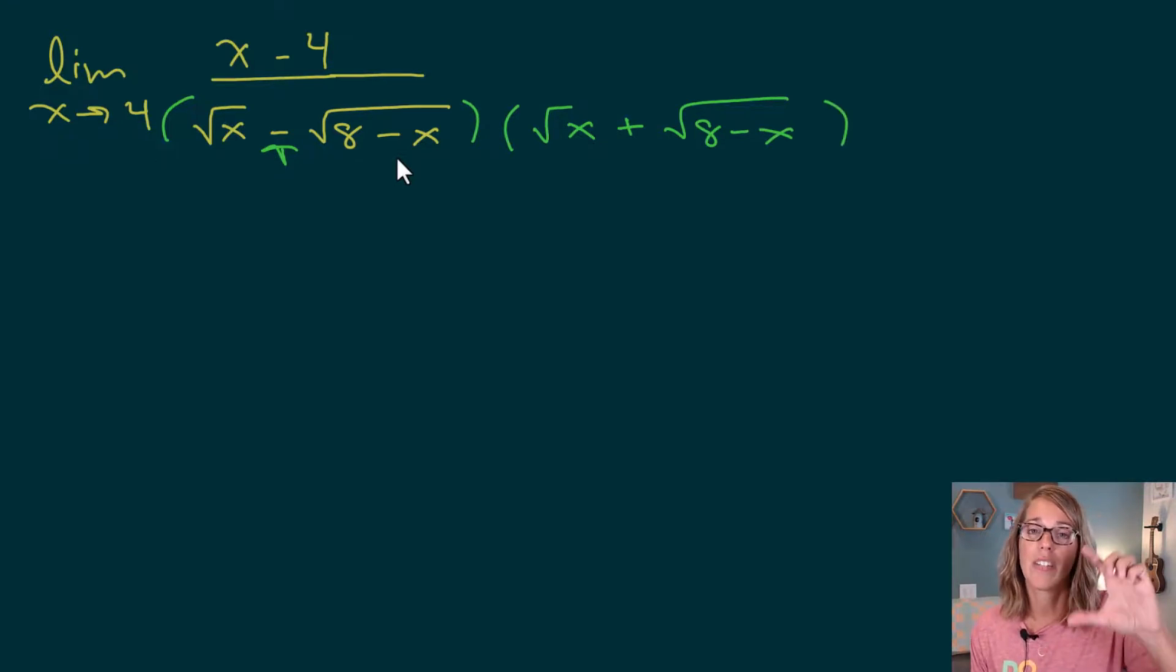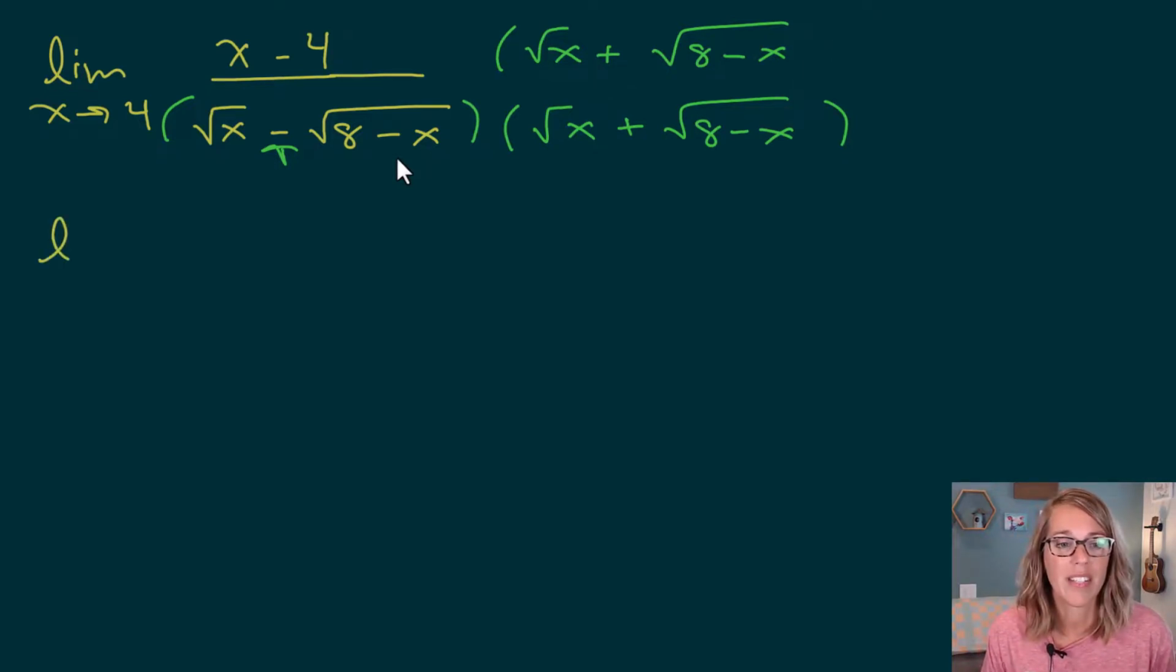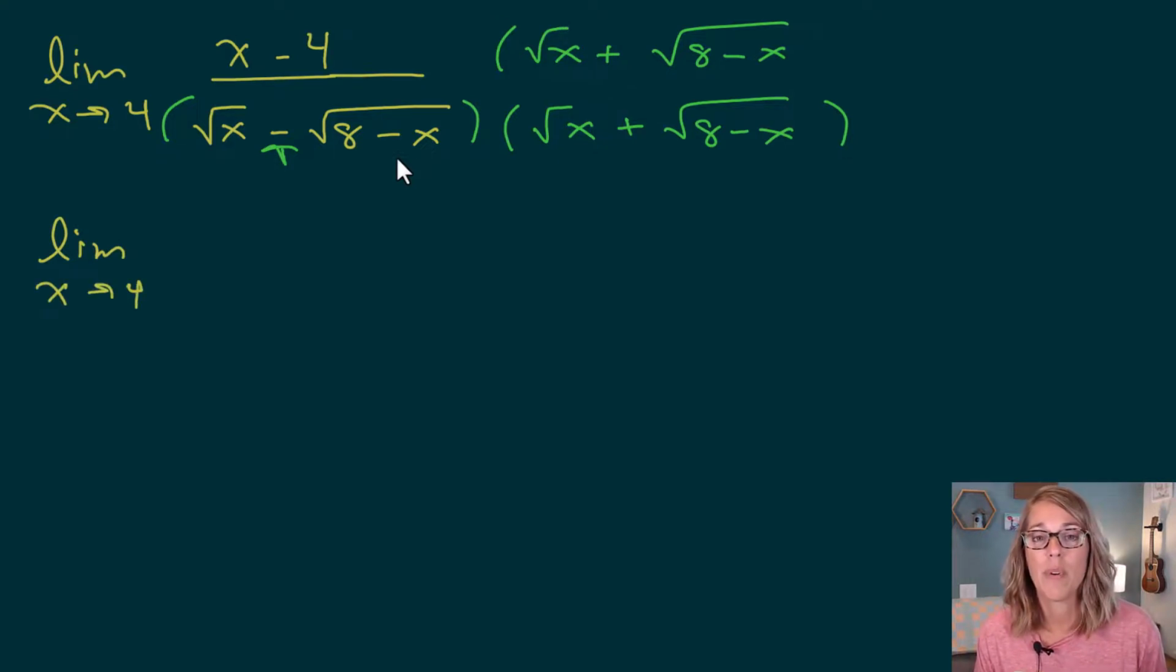Now, whatever I've done to the denominator, I need to also do to my numerator to keep this fraction or this function balanced. So I'm going to also multiply this same conjugate through the numerator, 8 minus x. Now I've done this to create a difference of squares. Let me rewrite this. This is going to be the limit as x approaches 4. In my numerator, my goal is to cancel something. So I'm going to leave this in factored form. x minus 4, radical x plus radical 8 minus x.